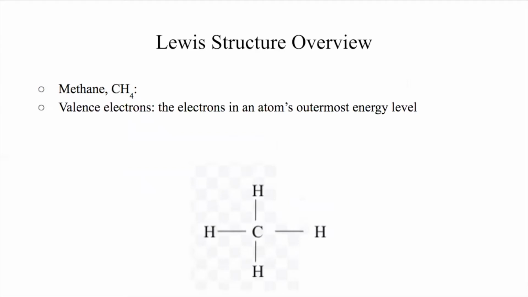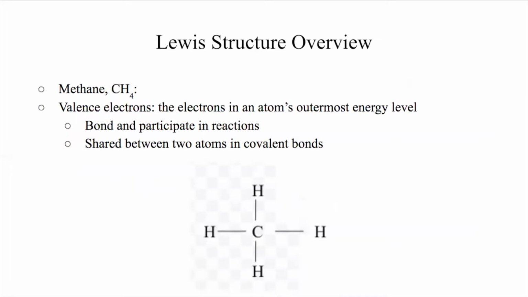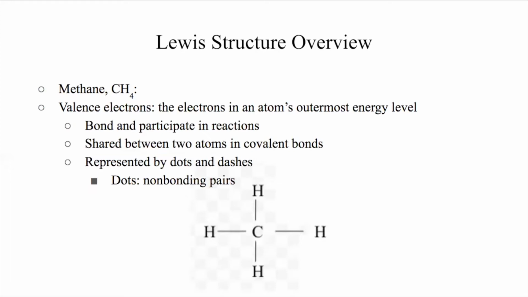Remember that valence electrons are the electrons in an atom's outermost energy level. These are the electrons that bond and participate in reactions. In covalent bonds, they are shared between two atoms. Valence electrons are represented in Lewis structures as dots and dashes. Dots for valence electrons that don't bond, and dashes for electron pairs that do bond.